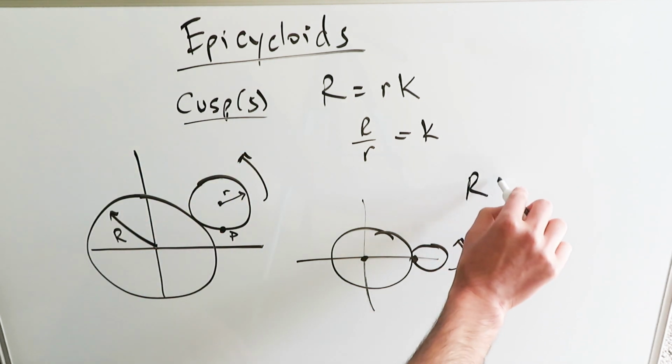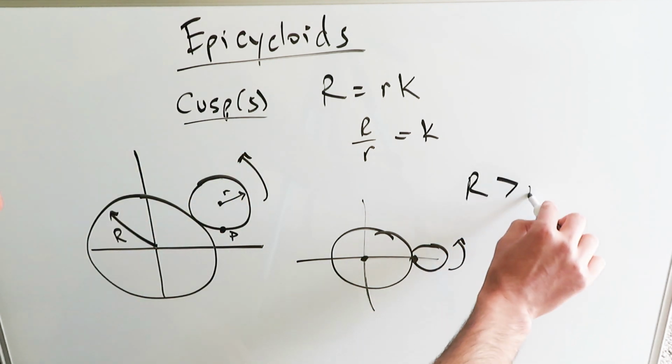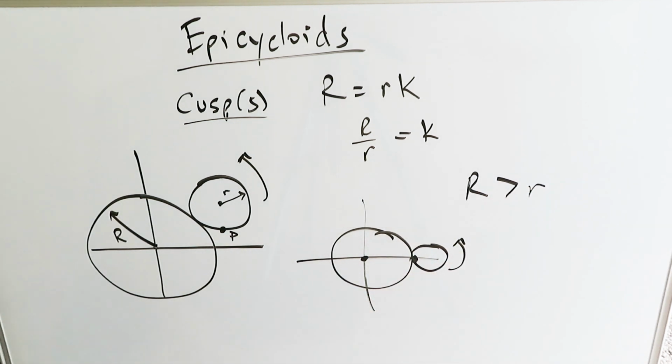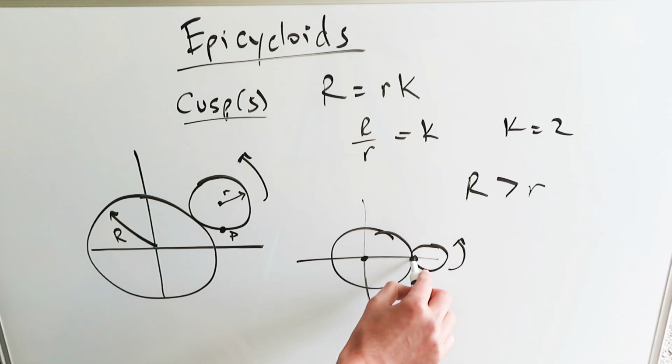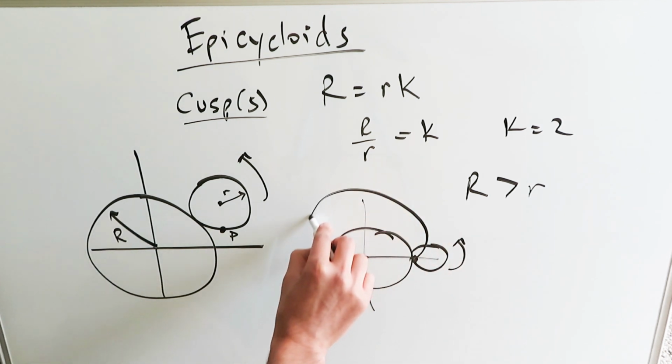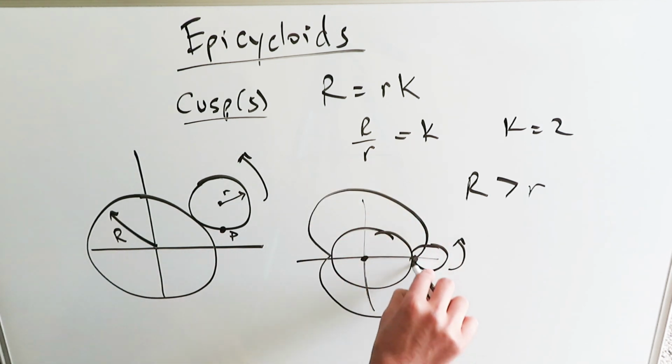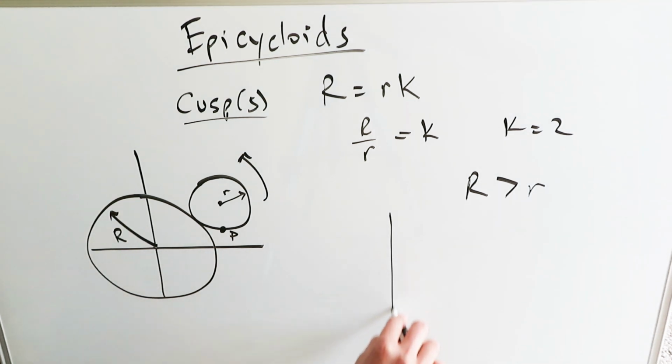If you are assuming R here, the large radius, to be larger than the smaller radius, and that factor over here k is equal to 2, then what you have is a curve which traces, and it looks like this. An epicycloid is what it's called. That's when your k value is equal to 2. Now consider this as well.